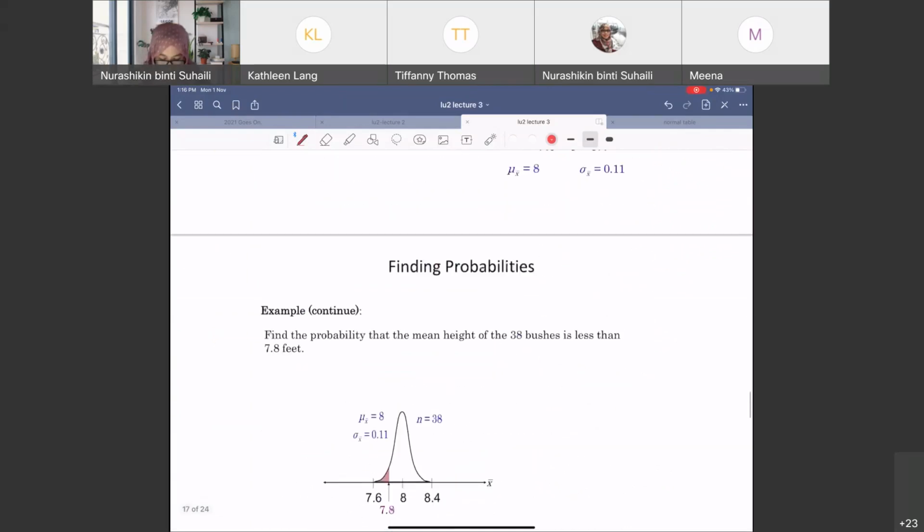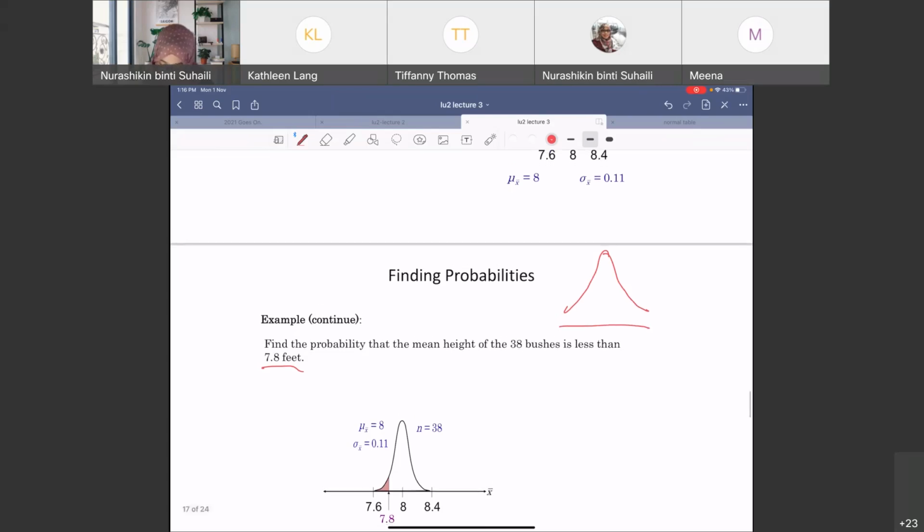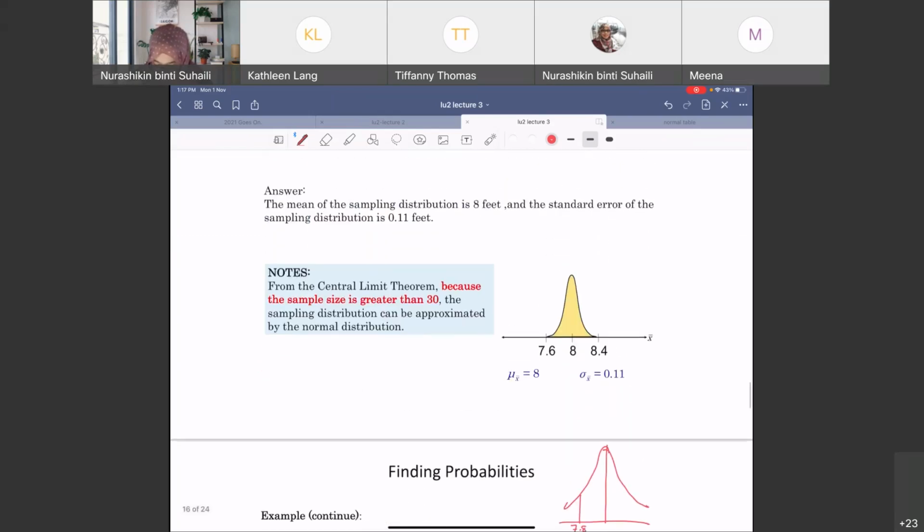Let's say there is an extension question: find the probability that the mean height of the 38 bushes is less than 7.8 feet. This is where you have to find the probability, less than 7.8 feet. You have to sketch. Initially, you are not given information about X.